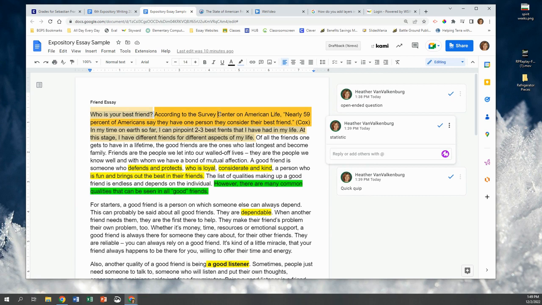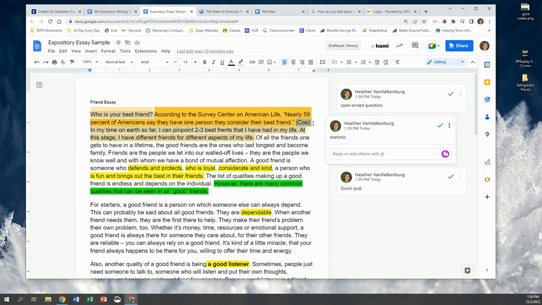A statistic or a piece of data, this would come directly from your research. And this does count as one of the direct quotes that you need to have in your piece. So according to the Survey Center on American Life, nearly 59% of Americans say they have one person they consider their best friend. In parentheses, I put the author, Cox.